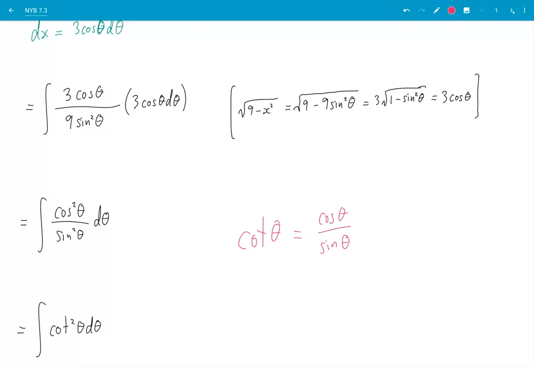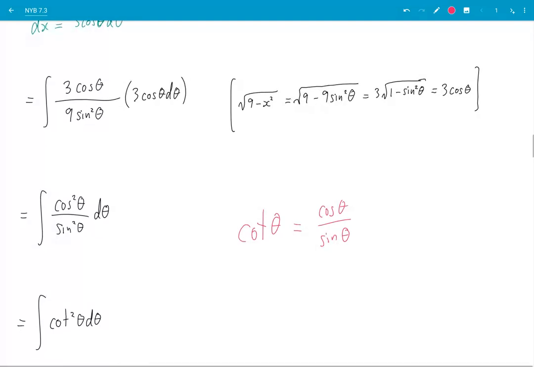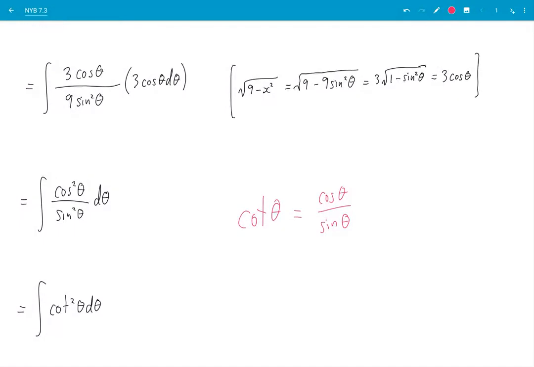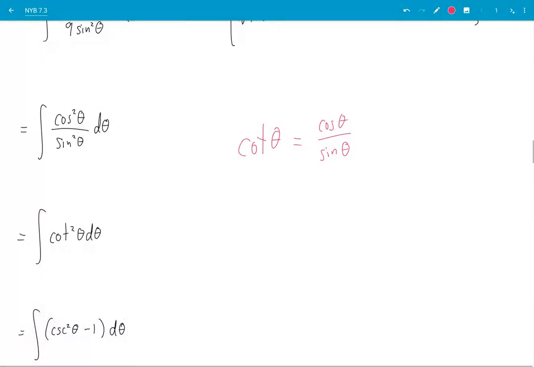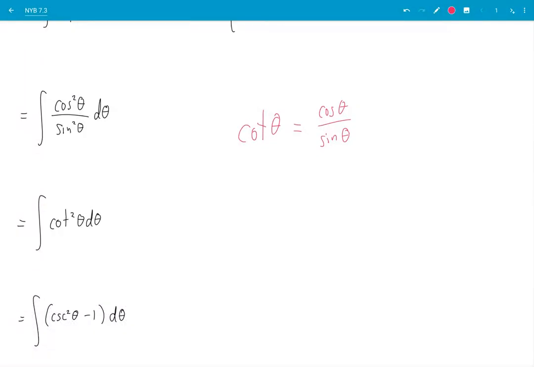So cotangent squared. Why am I happy with that? Well, I'm not happy with cotangent squared on its own, but because cotangent squared can be related to cosecant squared, I am a happy camper. The integral of cosecant squared is something that I have memorized.